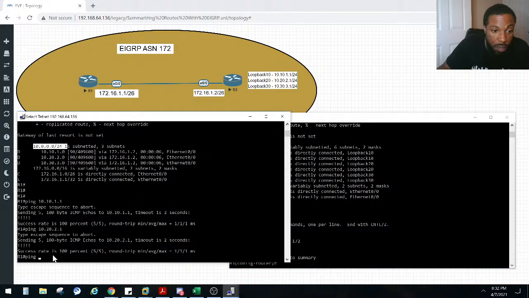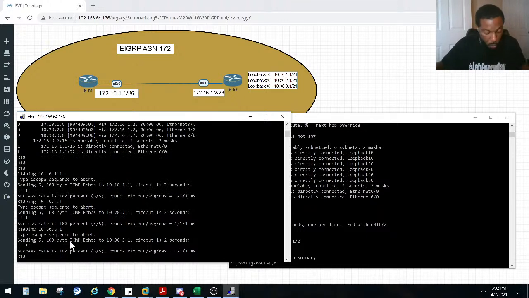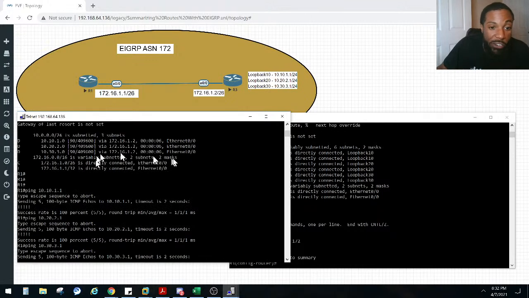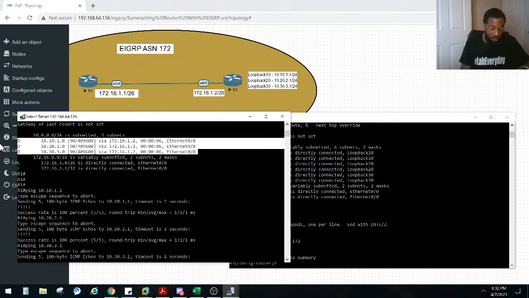But anyways, let's see here. Ping that last loopback, right? 10.30.3.1, and we got a reply. So we didn't really have to pray to the network gods because we already know we had routes to those guys right there, right? That was task 4.